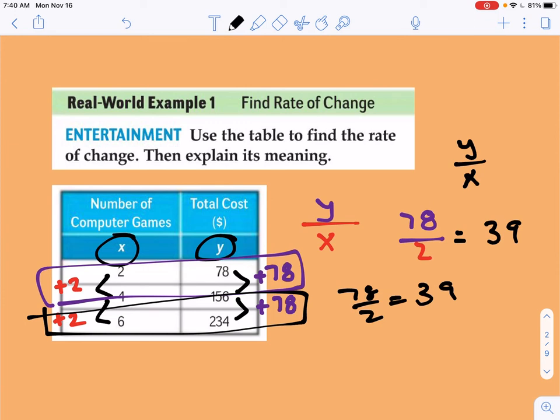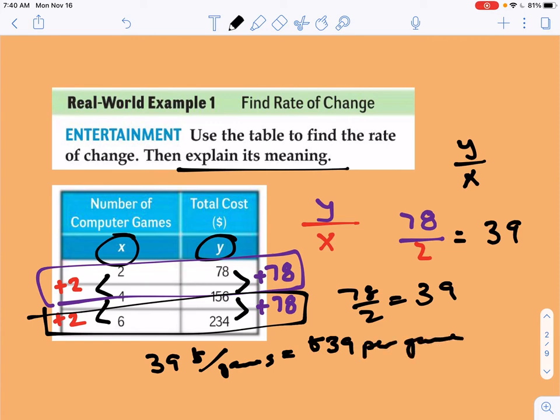And so now it says explain its meaning, right? We found the rate. The rate is 39, and it's y over x, so it's dollars over games, right? So it's $39 per game. And we wouldn't really write it that way. We would go 39 per game.